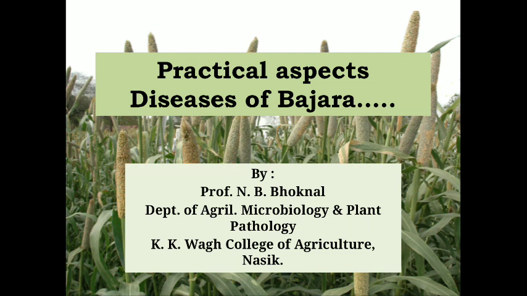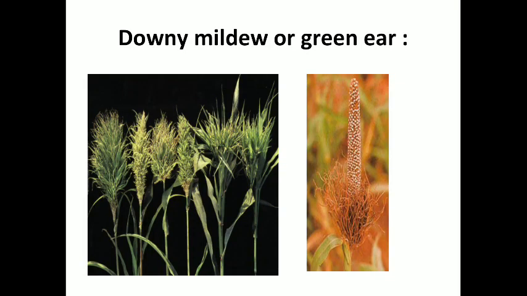Last time we studied practical aspects of sorghum diseases and now we will study the practical aspects on the crops bajra and maize disease. So first disease, that is downy mildew.